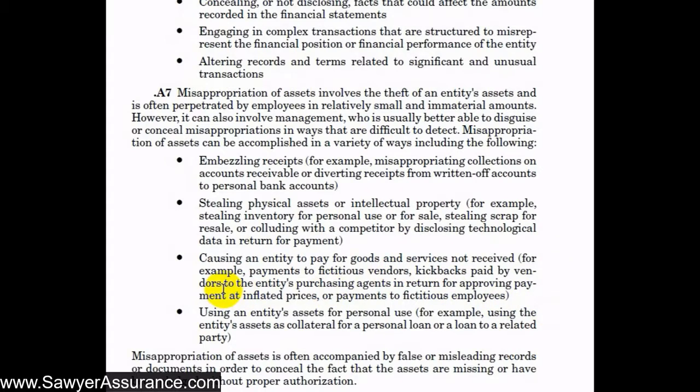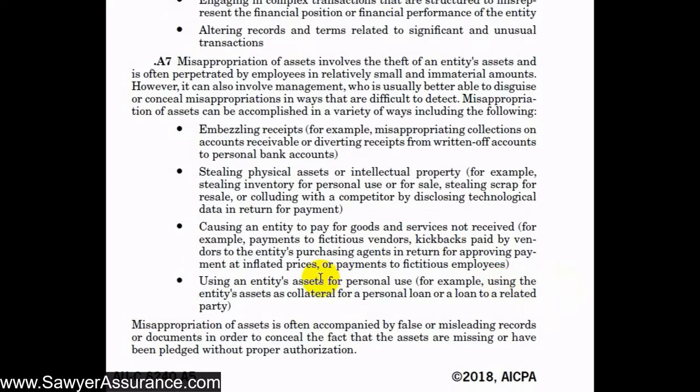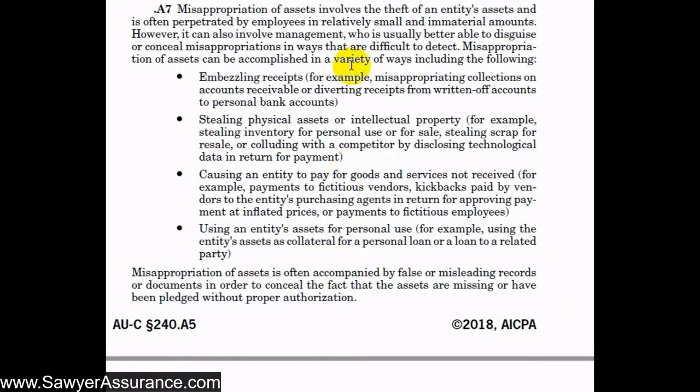Maybe they pay kickbacks to vendors and to the entity's purchasing agents in return for approving purchases at really expensive prices. Or maybe they pay fictitious employees that actually go into their personal bank accounts. And finally, maybe the least significant of all these potentially is using the entity's assets for personal use. Although this one could cause a pretty big problem if using the entity's assets as collateral for a personal loan. And so these examples provide a variety of ways where it's when the company receives money, when the company pays money, and when the company has assets that could be stolen. So there's a variety of ways that fraud could be perpetrated through misappropriating assets, and that's why good, proper internal controls are important for safeguarding against these types of things.